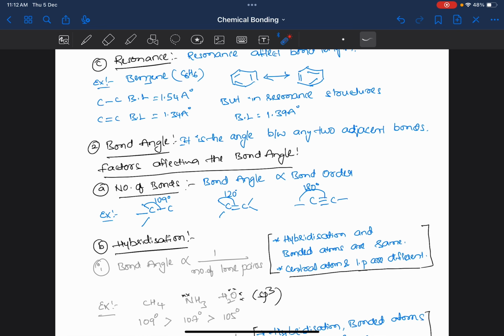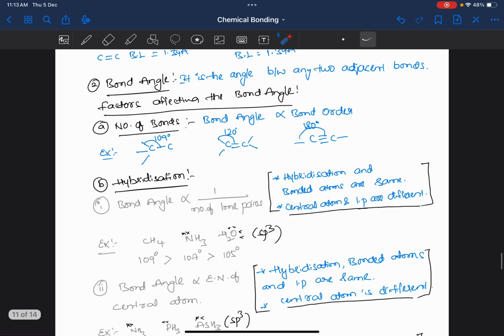The first one is the number of bonds. The number of bonds is nothing but the bond order. Bond angle is directly related to bond order. See, here single bonds are present, so the bond angle is 109 degrees, 120 degrees, 180 degrees. So on increasing the number of bonds, the bond angle increases. And the next factor is hybridization.